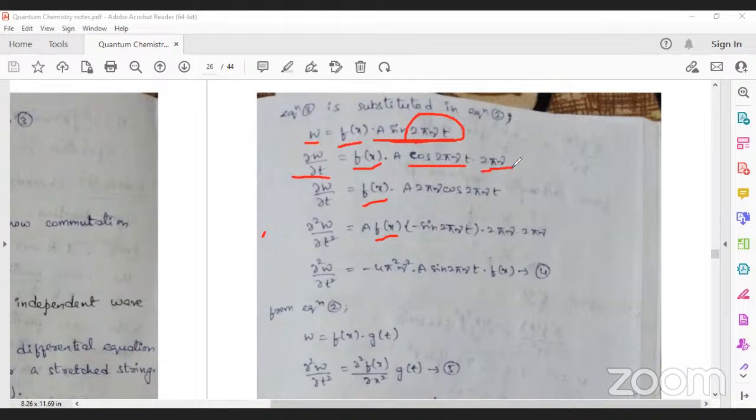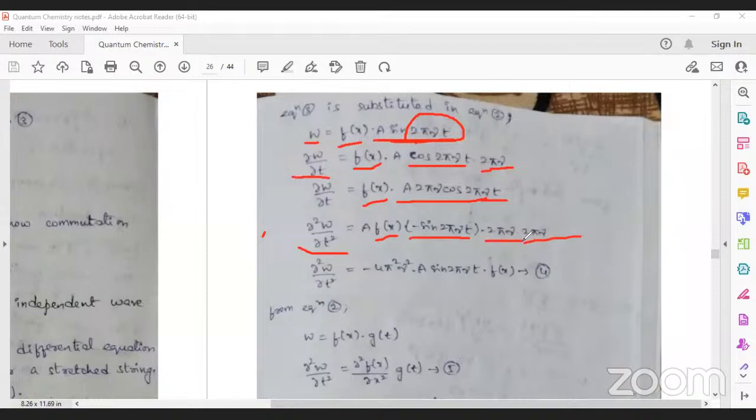We will get 2 pi nu. Therefore, dou w by dou t is equal to f of x into a into 2 pi nu into cos 2 pi nu t. Again, one more differentiation, that is the double differentiation. So a is kept constant, f of x is kept constant, and 2 pi nu is kept constant. The cos differentiation becomes a minus sine 2 pi nu t. In place of t, 2 pi nu will be there.